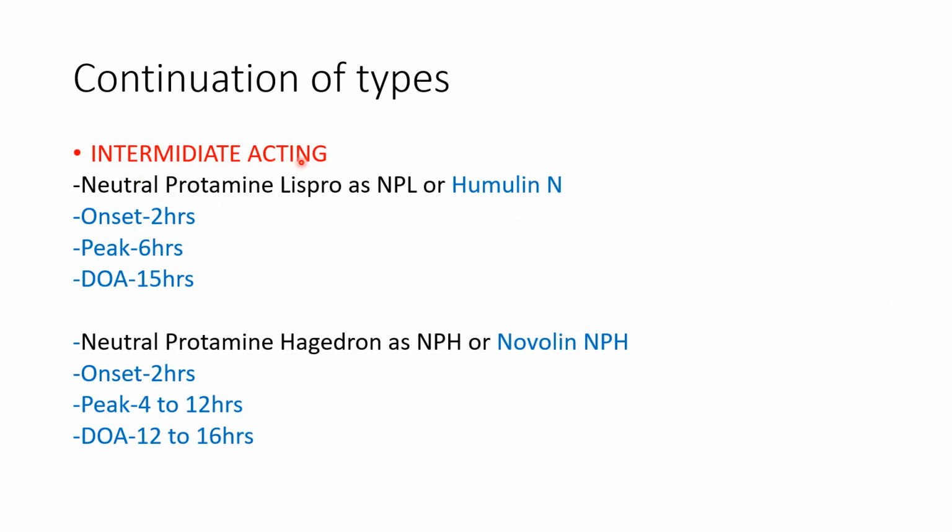The intermediate acting ones will be neutral protamine lispro as NPL or Humulin N, with the onset of action at 2 hours, peak at 6, and duration of action 15 hours. Neutral protamine Hagedorn as NPH or Novolin NPH will have onset at 2 hours, peak at 4 to 12, and duration of action at 12 to 16 hours.